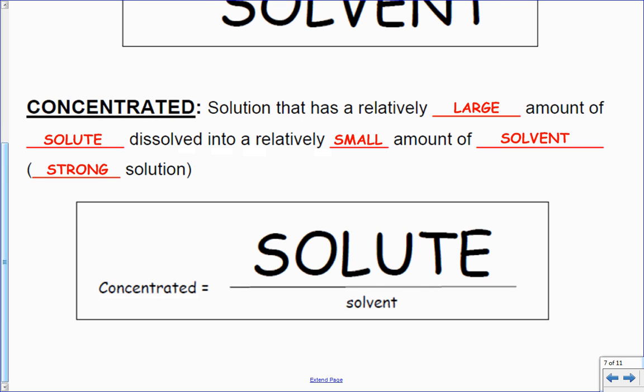So let's use a Kool-Aid analogy here. If I take one packet of Kool-Aid and I put it into 1 liter of water, I could say I have a dilute solution compared to if I take 5 packets of Kool-Aid and put that into the same 1 liter of water. The one with 5 packets of Kool-Aid would be more concentrated. There'd be more solute per solvent than the other.